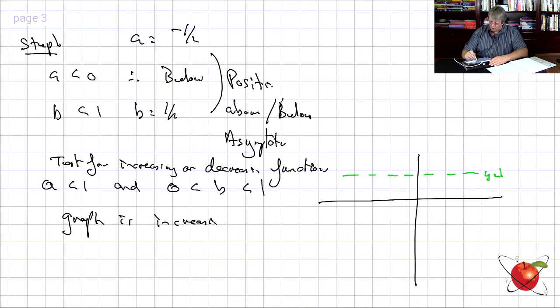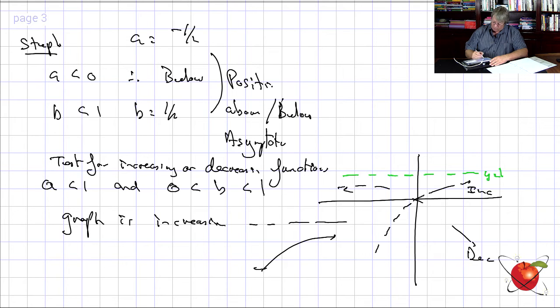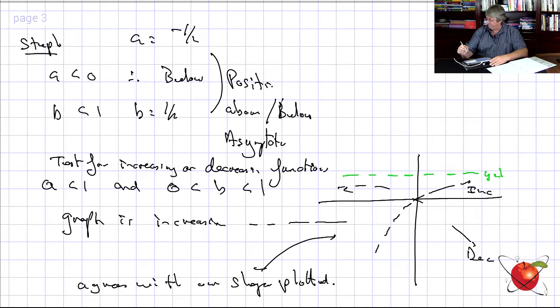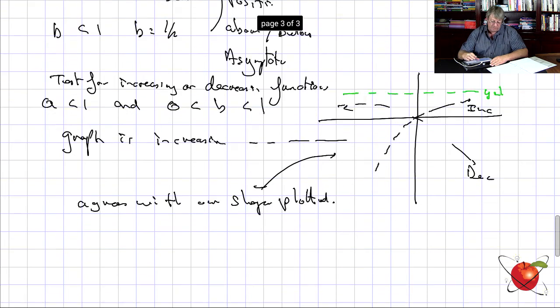So now that we know that the graph, remember we're looking at the shape. The graph is either going to go that way or that way somehow, right? This would be increasing, this would be decreasing. If it's an increasing graph, it means it's under the asymptote that way, which agrees with our shape plotted. Okay? Not too difficult to do.